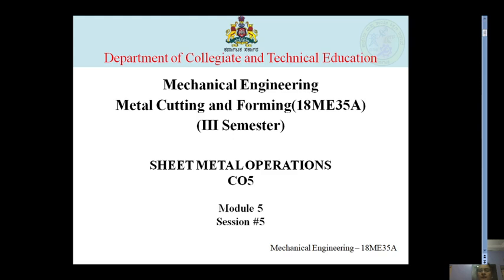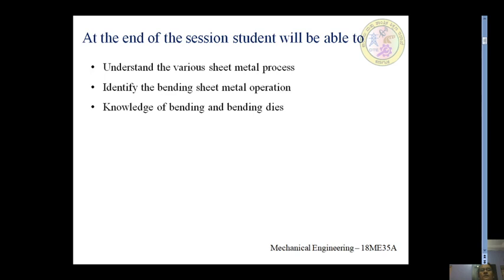So we are in the fifth module, that is sheet metal operations in metal cutting and forming, 18 ME 35. We completed 4 sessions. This is the 5th session. After completion of the 5th session, the students will be able to understand the various sheet metal processes, identify the bending sheet metal operation, and have knowledge about the bending and bending dies.